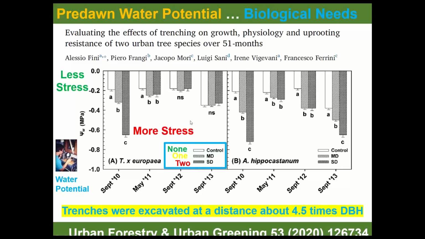And over time though, it took only about 2 years where you actually had no statistical difference in pre-dawn water potential in the case here for Tilia Europa. But in the case of horse chestnut, Hippocastanum, they could actually still detect some difference 3 years later for those that were severed on both one side and on 2 sides.